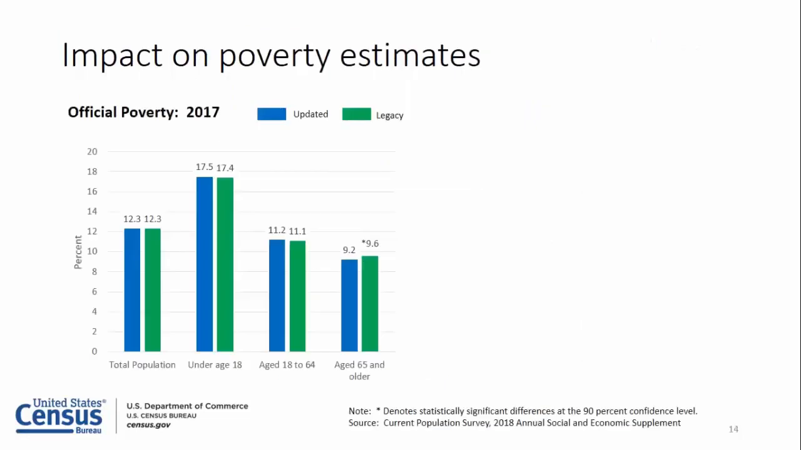The next two charts compare official poverty and supplemental poverty estimates for 2017 across the two processing systems. For official poverty, there were no statistical differences in the poverty rates for all people, people under 18 and people 18 to 64. The poverty rate for people 65 and over was higher using the updated processing system compared with the legacy system.